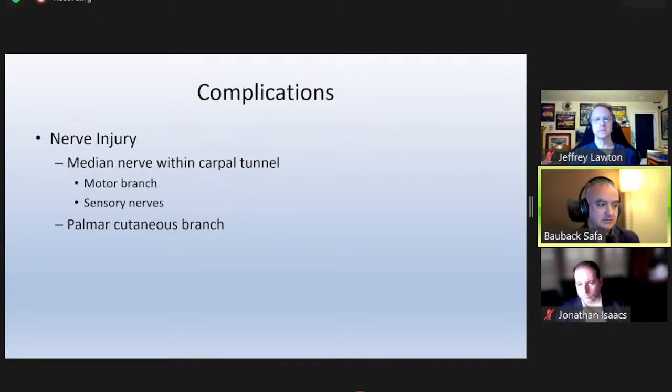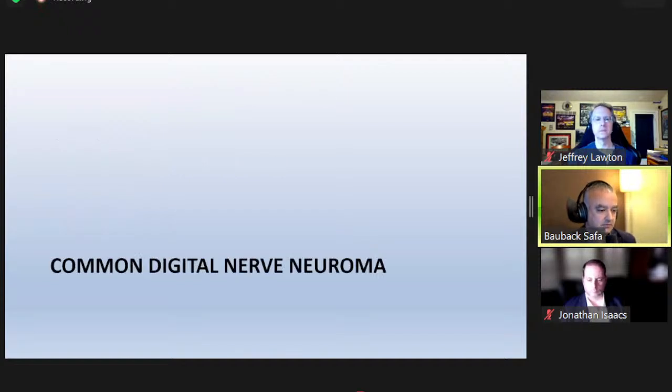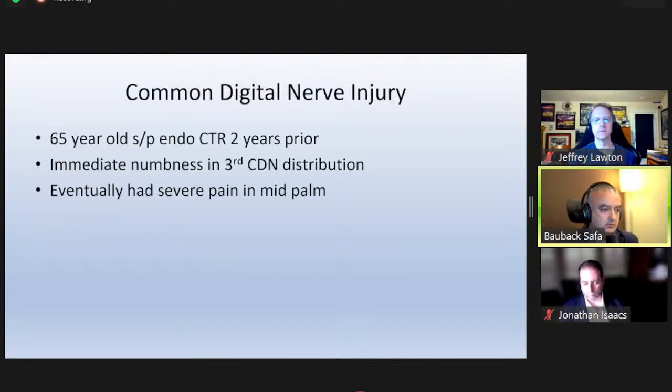So let's talk about these iatrogenic injuries and go through a few cases to show the management of them and some of the pearls and pitfalls. This is a case from probably about a decade ago, or maybe a bit more actually. A woman who at the time was 65 had undergone an endoscopic carpal tunnel release and had immediate numbness in the common digital nerve distribution in the third web space. And actually, Dr. Lawton mentioned this as one of the potential complications. This eventually progressed to severe palm pain, so much so that it was very difficult for her to function.